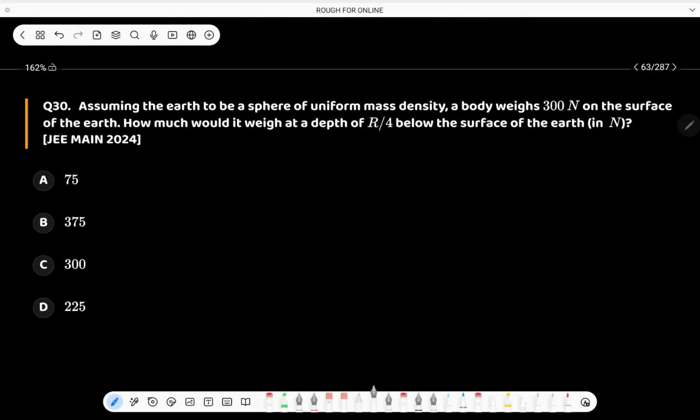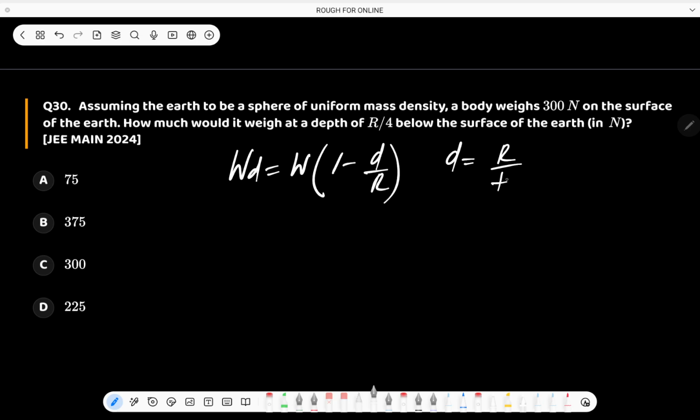Okay, my dear students, question number 30 is there. What is question number 30? To be exact it is this: assuming the earth to be a sphere of uniform mass density, a body weighs 300 Newton on the surface of the earth, how much would it weigh at a depth R by 4 below the surface of earth? That means again you will have to calculate the acceleration due to gravity at the depth d. So W_d will be equal to W into 1 minus d by R. Then it is given in the question that d is equal to R by 4, which implies that d by R equals 1 by 4. From here on you will do the question yourself.